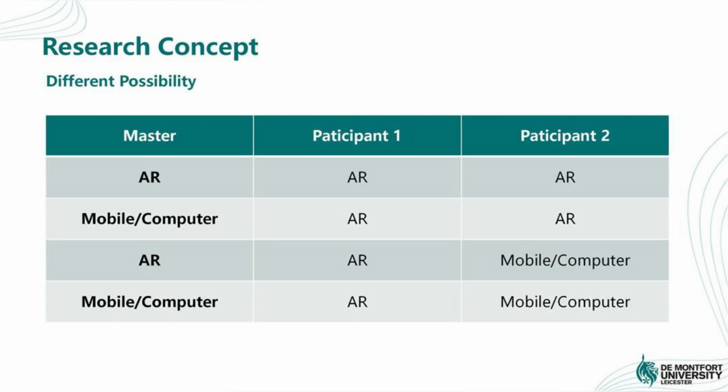So, I'll list different possibilities for my project. The master role could be the AR headset or computer mobile. You can say 2D. However, the participants also could be 2D or 3D, so how to solve these different circumstances? I think it is quite important.